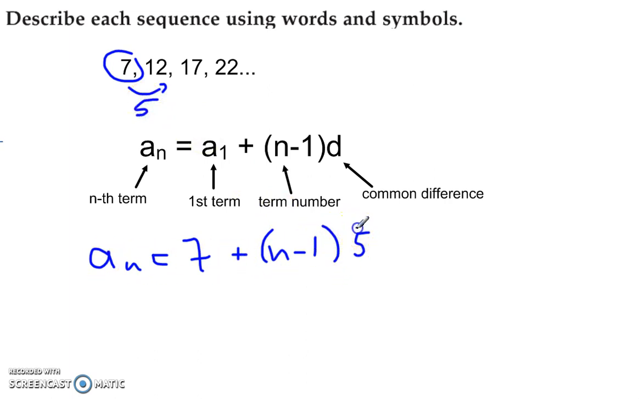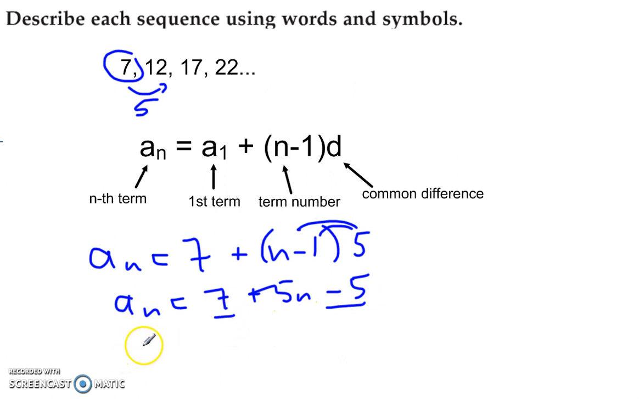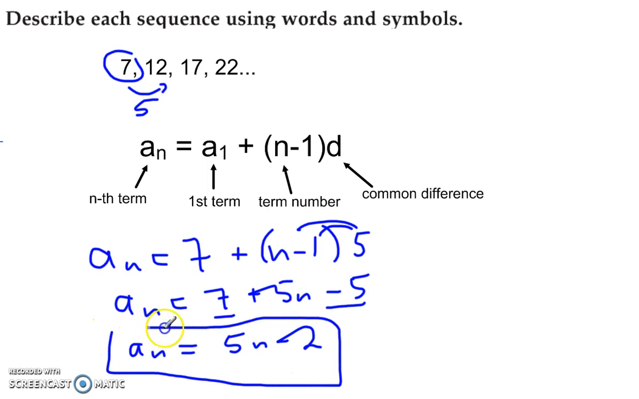Now to simplify this, do distributive property, then we have a of n is equal to 7 plus 5n minus 5, and then put like terms together, we have a of n is equal to 5n minus 2. Now I'm going to show you a super trick how to get to this step a lot faster without using this long and complicated formula.